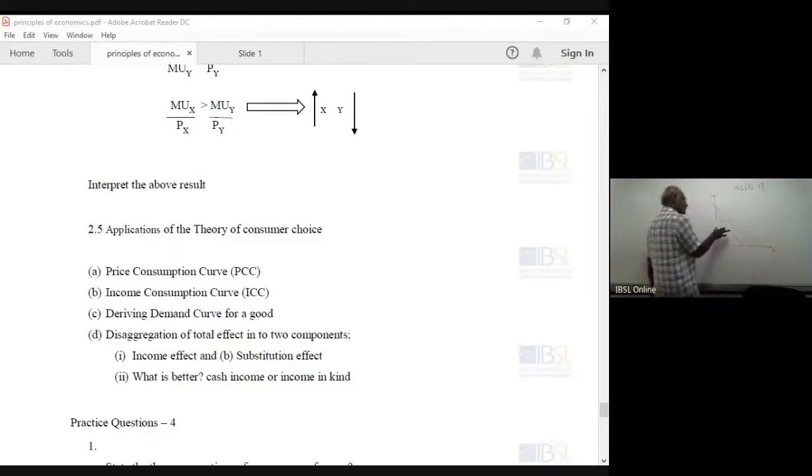Again, your feasible set, combinations of good X and Y, the affordable bundles increase. When income increases, keeping the prices of the two goods constant, the budget line shifts. Initially the consumer is here, consuming this combination. Now he can attain a higher indifference curve.